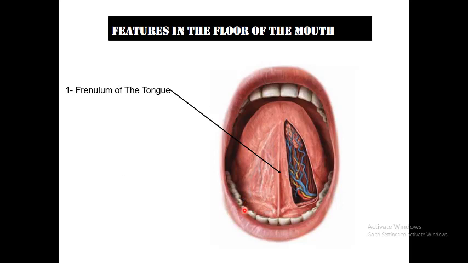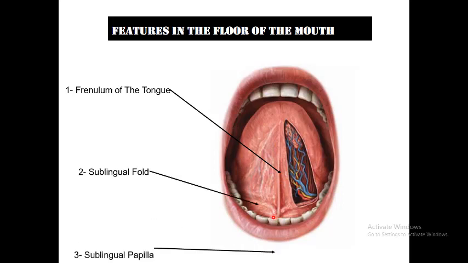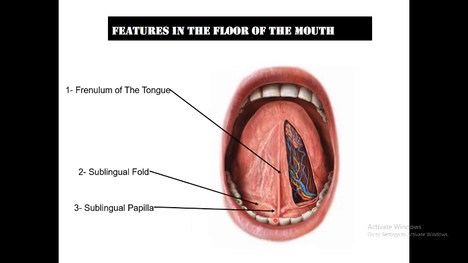Again, so we have the frenulum. This is the frenulum of the tongue. On both sides, we have the sublingual papilla. The sublingual papilla receives the opening of the submandibular salivary gland. Lateral to the sublingual papilla, we have the sublingual fold formed by the sublingual salivary gland, and the opening of the sublingual salivary gland lies on the surface of the sublingual fold.